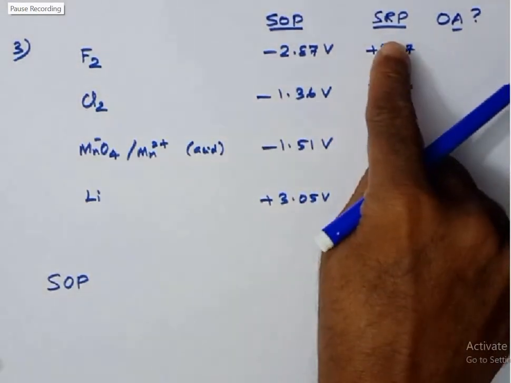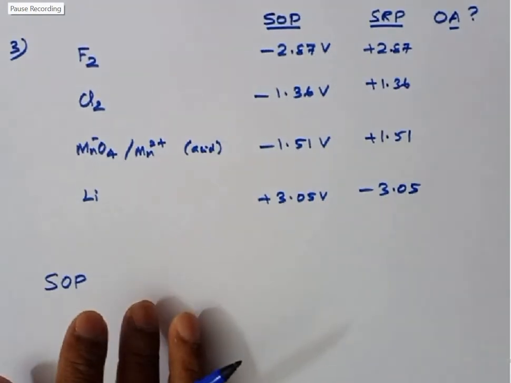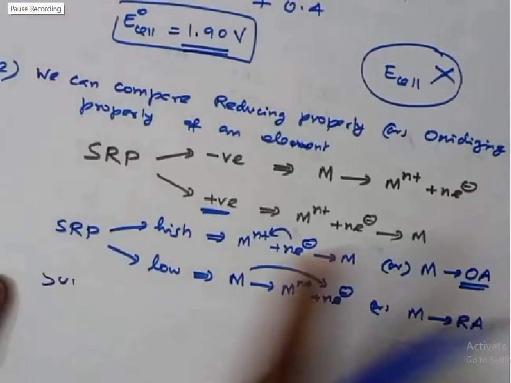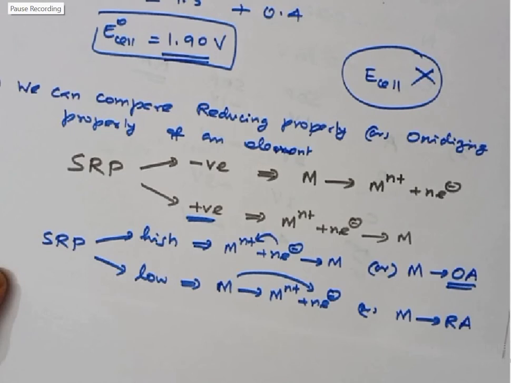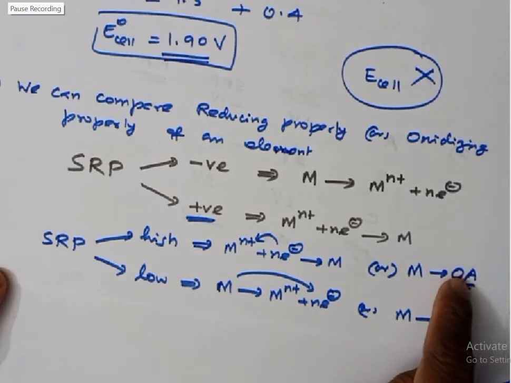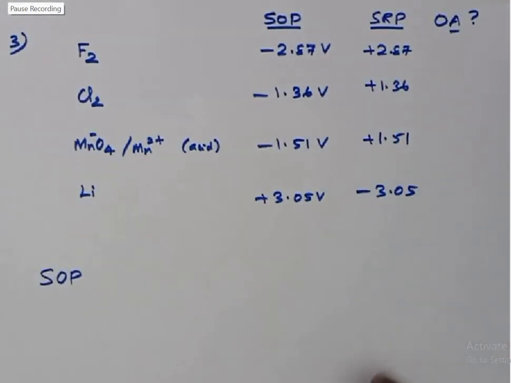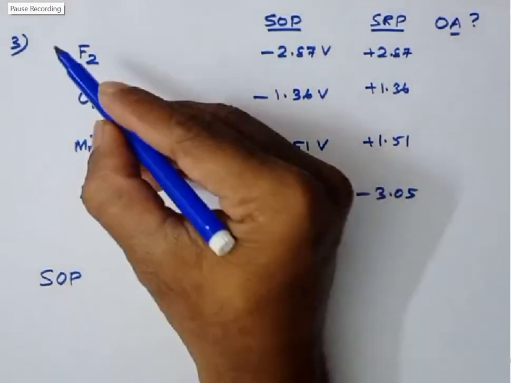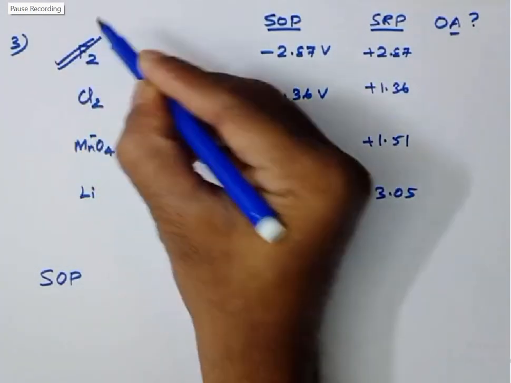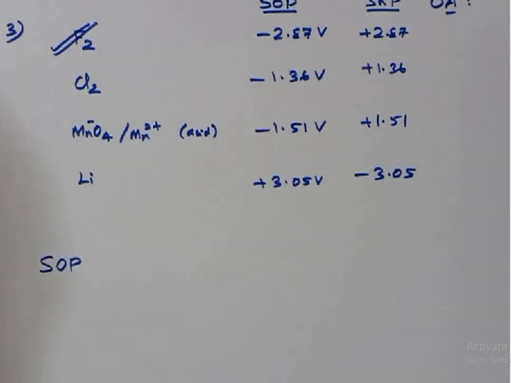I have told you, if standard reduction potential is low, that element can act as a good reducing agent. But now the question is good oxidizing agent. For a metal to be a good oxidizing agent, SRP value should be high. Among the three, which one has high SRP value? Fluorine. So among these four, fluorine is a good oxidizing agent. So this is the second application.